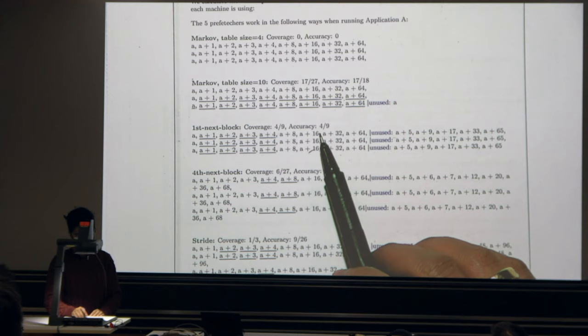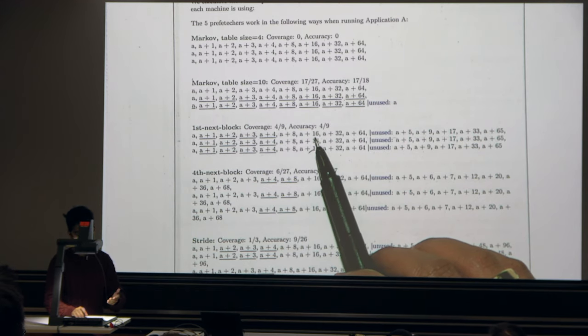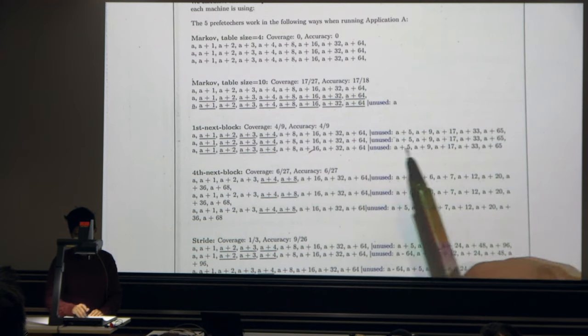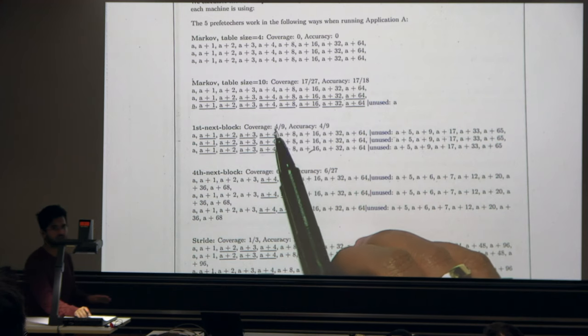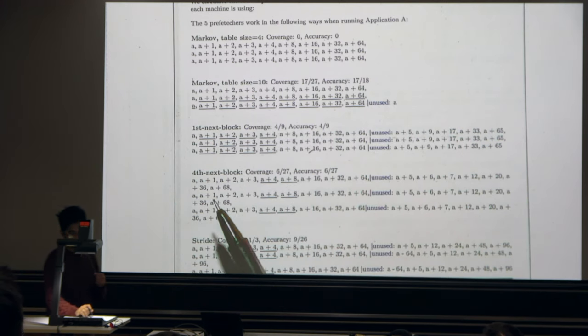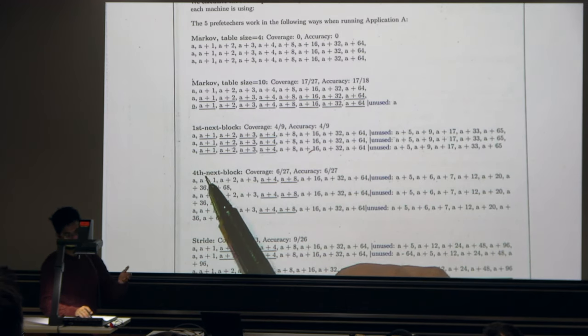Ideally, we should measure accuracy based on how much you prefetched. Well, okay. So in this case, the coverage is 4 by 9. Is it clear? Right? Okay. So let's go to the fourth type of prefetcher. So that's the fourth next block. Okay. So fourth next block, again, the same thing.